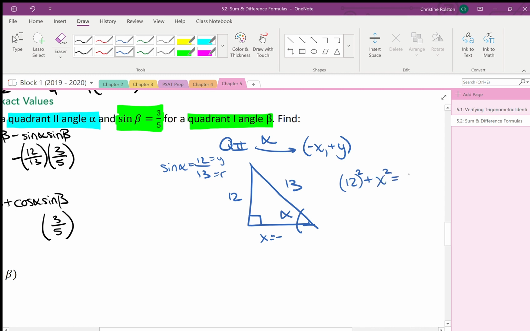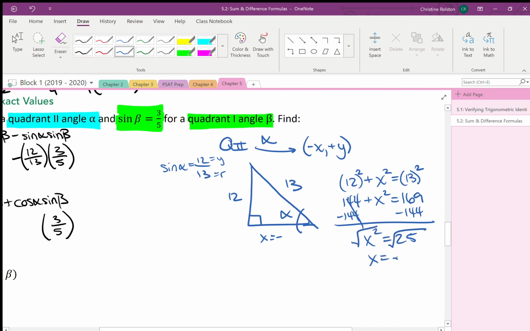Not quadratic formula, we're long past that. My Pythagorean theorem to find my answer. So 12 squared is 144, plus x squared equals 13 squared is 169. And minus 144 from both sides. And I get x squared equals 25. Square root, x equals 5.